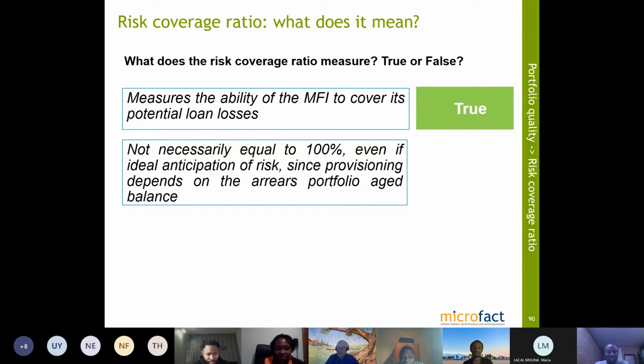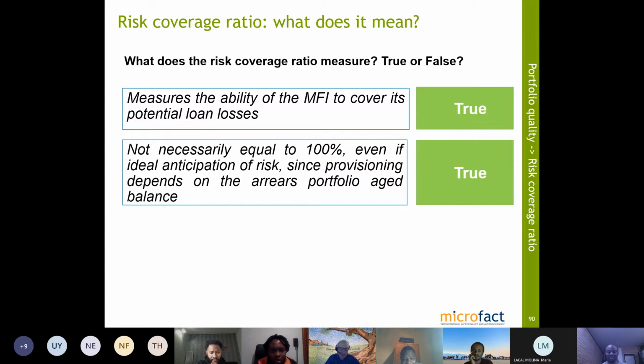The second question: it's not necessarily equal to 100%. It's not required to have a 100% coverage of your portfolio, of your risk portfolio. True or false? Now I see some different colors, but mainly green. And green is the right one. It's the word "not necessarily." Actually, in most cases, it's lower.